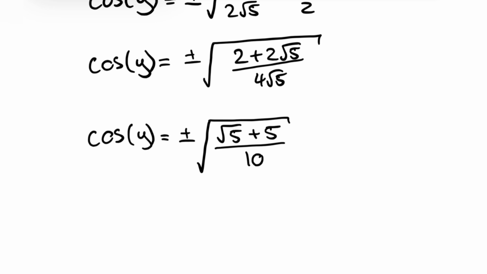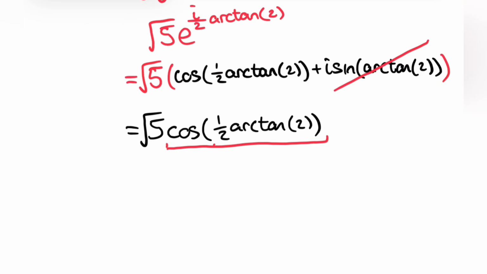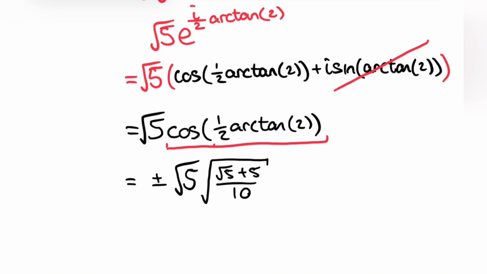Now, why did we actually want to know this? Why did we want cos of y? Well, if we go back, we were wanting to simplify cos of a half arctan of 2, which we've now got. That is just going to be root 5 plus 5 over 10, which if we times by that root 5 from earlier, that was outside of the simplification, then we get this, plus or minus the square root of 5 times the square root of the square root of 5 plus 5 over 10.